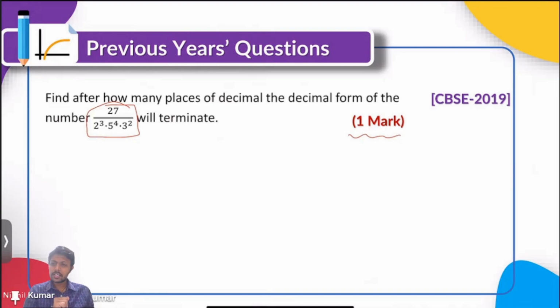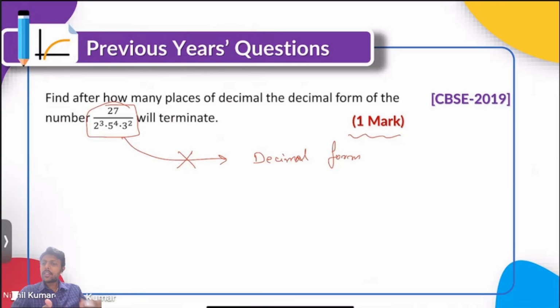Can I find the answer without actually converting this into decimal form? So I want to find the answer directly without actually converting it into decimal form. To do that, what I'll do is, I'll try to figure out how many zeros are there in the denominator. If we can do that, we'll be able to find the answer. Can you find out how many zeros are there in the denominator? Try expanding just the denominator.